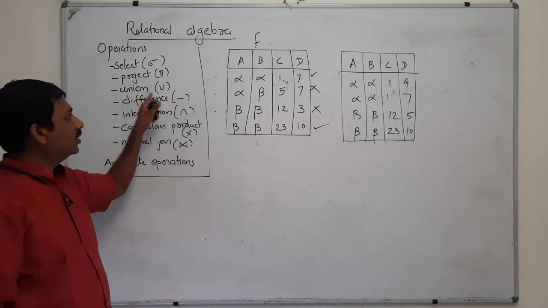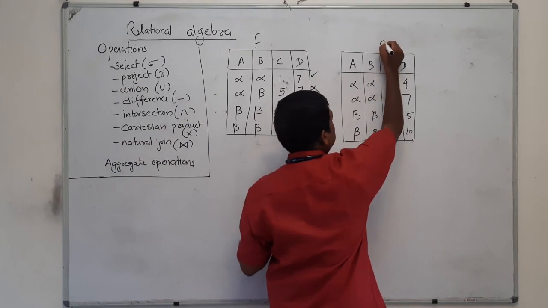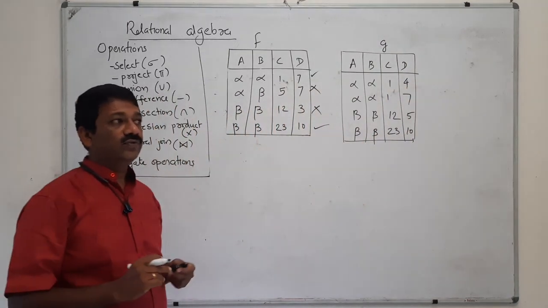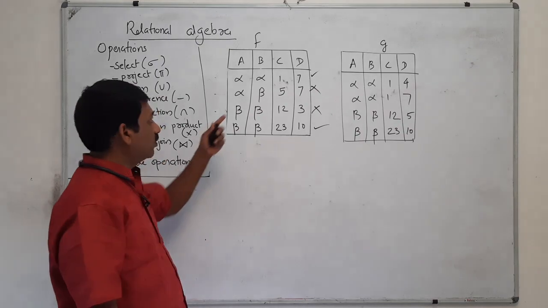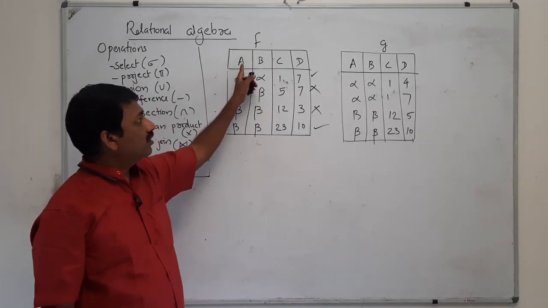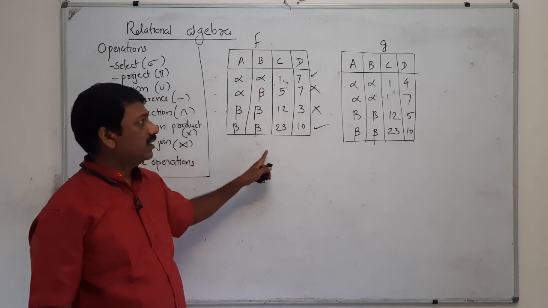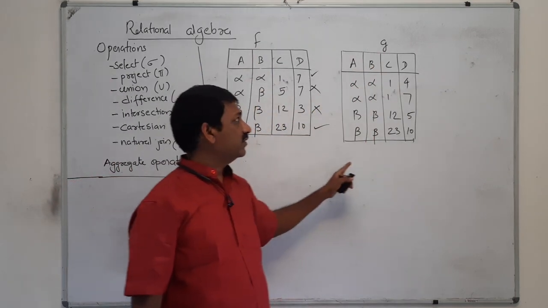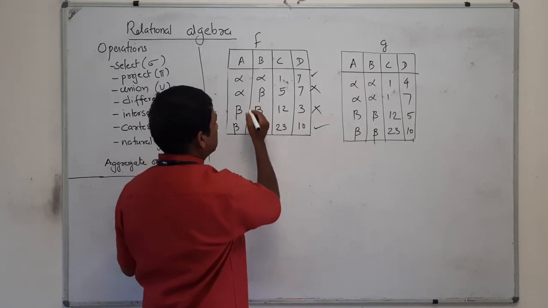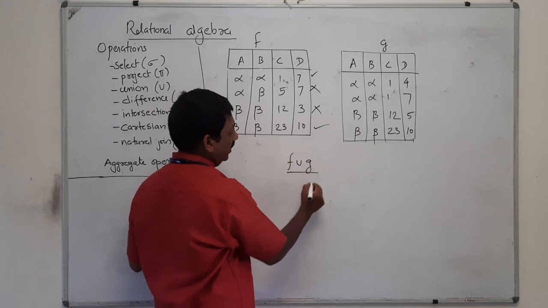When you are taking the union of those two, initially you have two relations, two tables F and G. If you want to take the union of those two, then they should be compatible for applying union. That means here we have four attributes A, B, C, D for this table, and this table also has the same A, B, C and D. So when you are taking this F union G, what will happen?